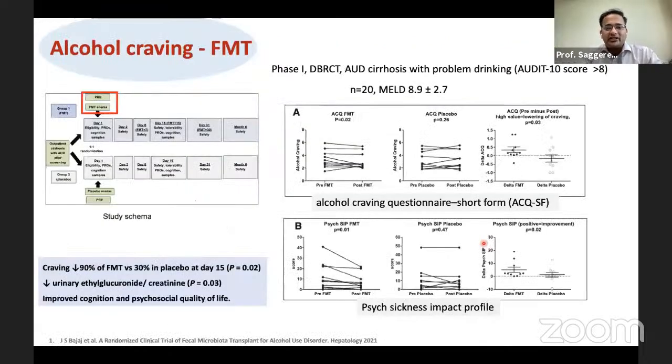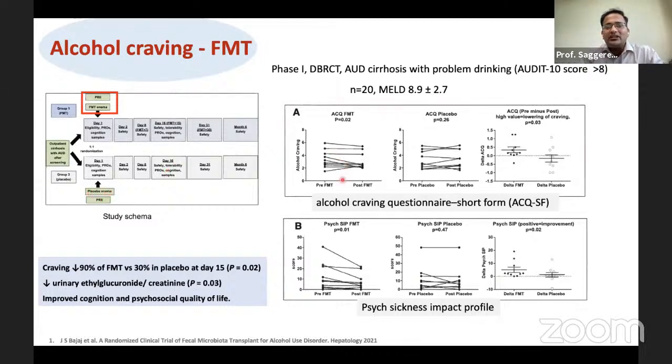And one more interesting data is from Professor Jasmohan Bajaj's group. This is a phase 1 trial, a double blind RCT. This is on problem drinkers with an AUDIT score of more than 8 and cirrhotics, alcoholic cirrhotics. Number 20, 10 in each limb, and the FMT limb received an FMT enema single dose on day one, compared to a placebo enema in the control group.